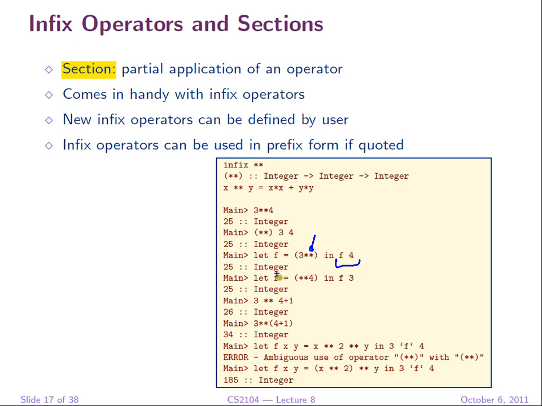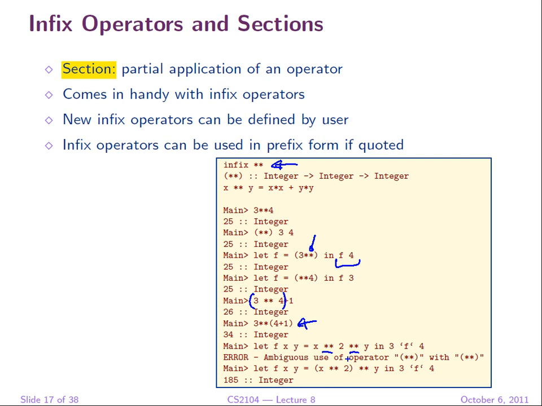Right? It's interesting to find out now what the precedence is. So if we say 3 star star 4 plus 1, we get the value 26, which means that the computation is performed like this. Right, the star star is performed first and plus is performed later, which means that this declaration will make the new operator always the highest precedence. We can always use brackets and change the order of evaluation, right? And if we try to use the operator in an associative manner, we get an error.